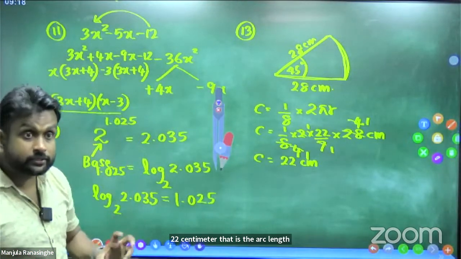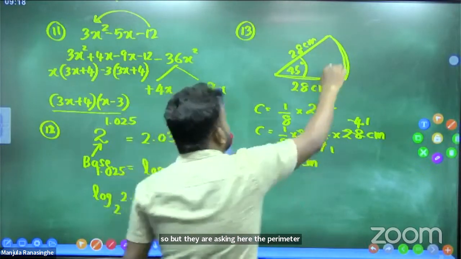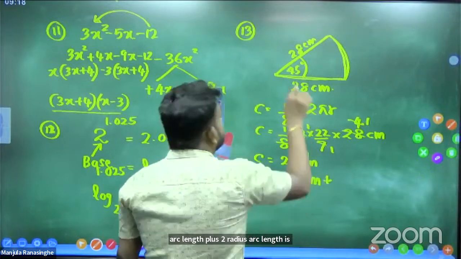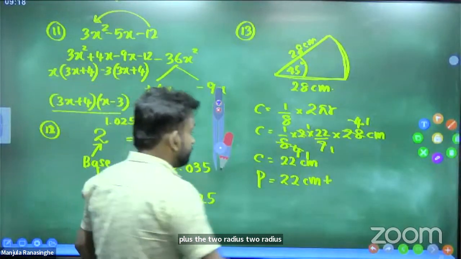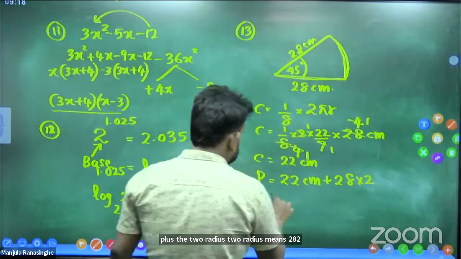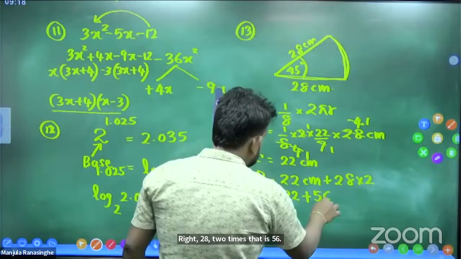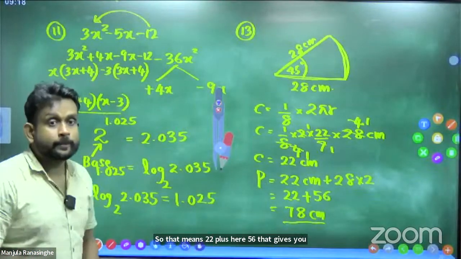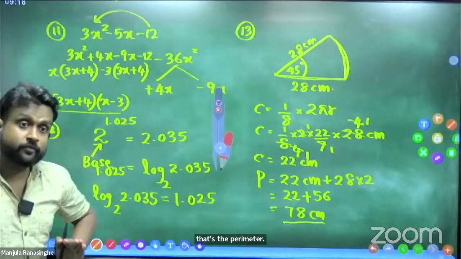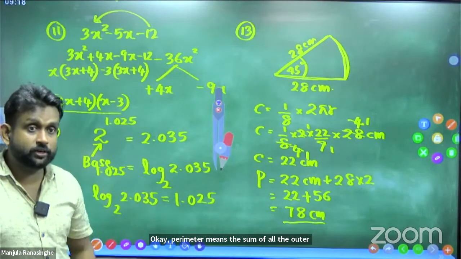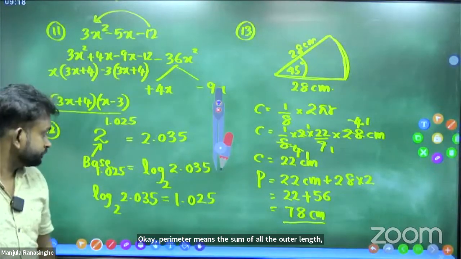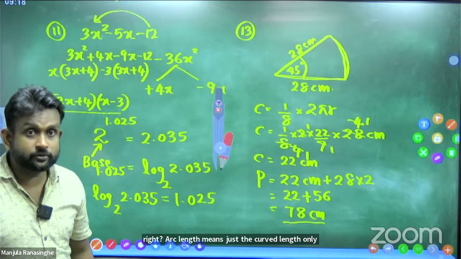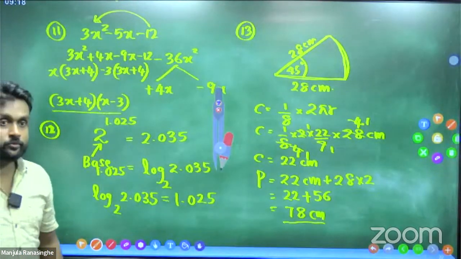But they are asking here for the perimeter. So perimeter is given as arc length plus 2 radii. Arc length is 22 centimeter plus the 2 radii. 2 radii means 28 two times, that is 56. So 22 plus 56 gives you 78 centimeter. That's the perimeter. Perimeter means the sum of all the outer length, while arc length means just the curved length only. Is this correct? Fine, now we move to question number 12.